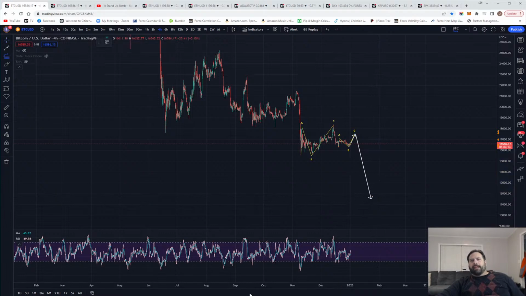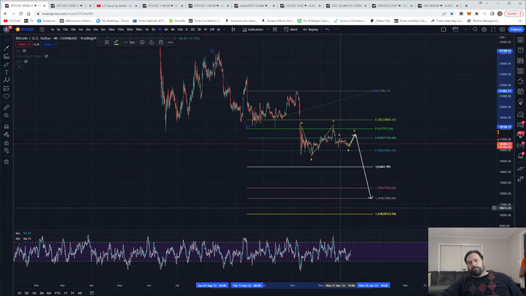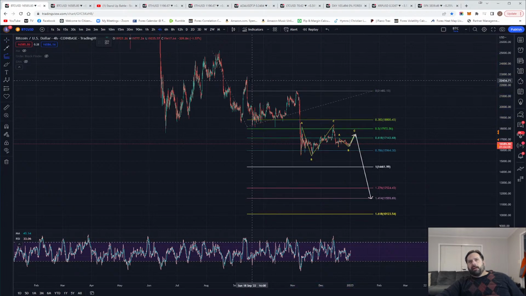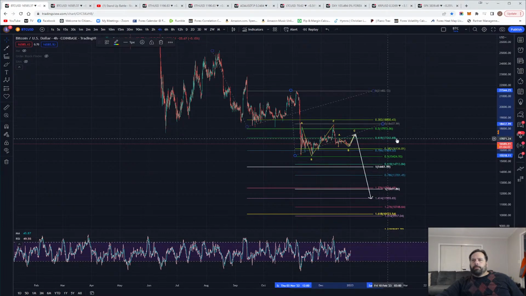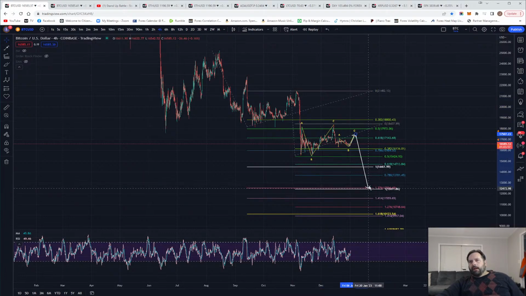Let's pull the fibs on that, get some target zones here. Let's see where they line up. Boom, boom, boom. Let's pull some more fibs here a different way. Boom, boom, boom. You can see that the 1-to-1 extension and the 127 line up beautifully there at 12,400, 12,500 range. That looks pretty good.